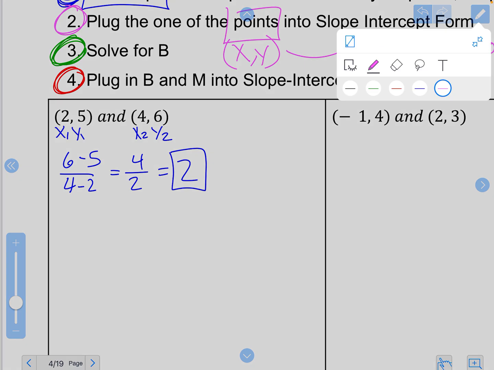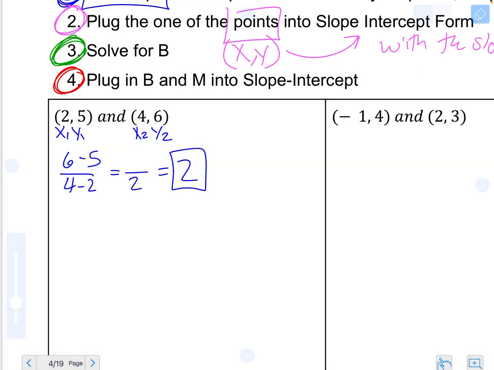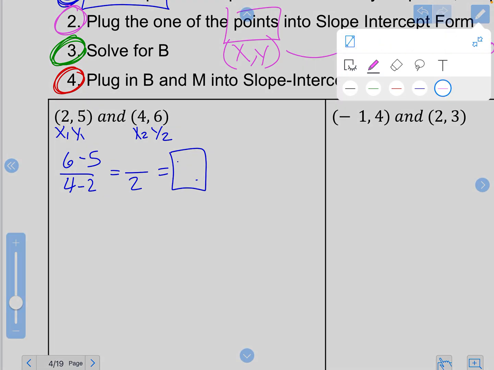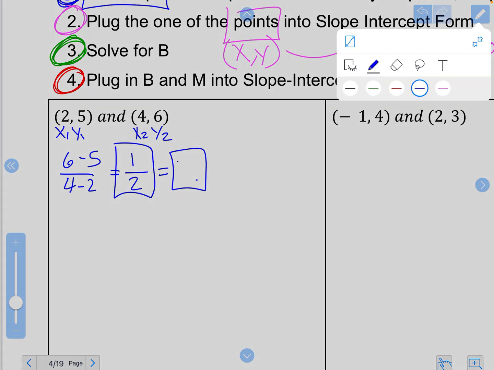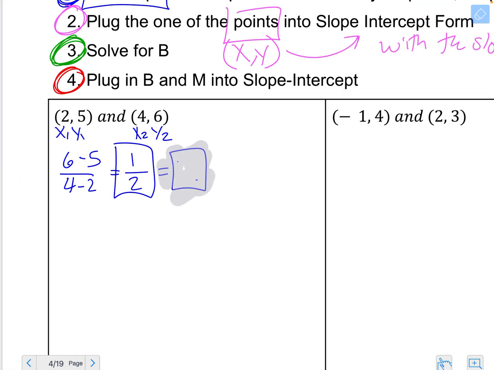I can't do math. Sorry, guys. I thought that looked wrong. 6 minus 5 is not 4. I don't know what my brain was thinking. 6 minus 5 is definitely 1, and so our slope is 1/2. Sorry, it's a bad math day.